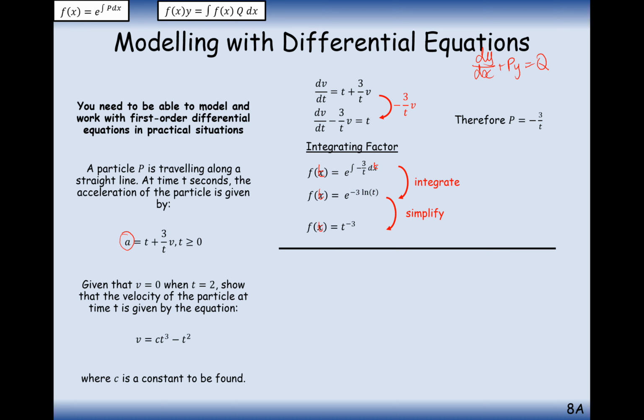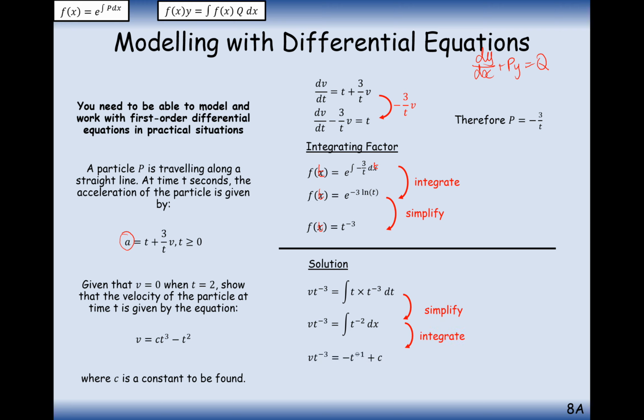Okay, so now in the second stage of a first order differential equation problem, we start solving it. The solution is always of this form here: f of x times y equals the integral of f of x times q dx. However, we're not using the letters x and y here, we're using v and t. So it's going to be v, that's the y bit, times t to the minus 3, that's the f of x bit, equals the integral of t, that's the q bit, times t to the minus 3, that's again the f of x bit, dt.